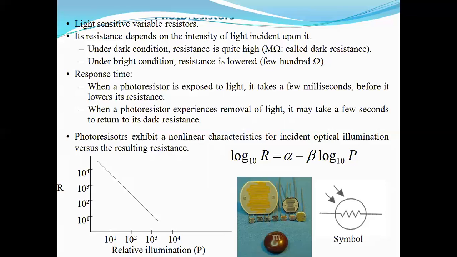Basically, these photoresistors exhibit a non-linear characteristic between incident optical illumination and the resulting resistance. The graphical representation and the obtained values are plotted on the graph as shown below, and the characterization is done with a formula: log10 R = alpha minus beta log10 E.